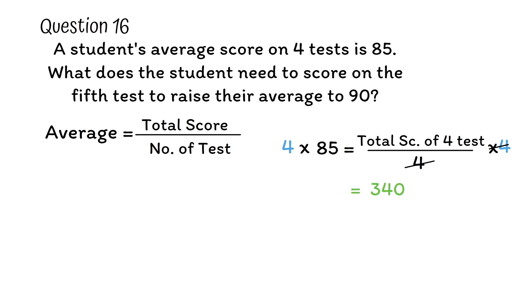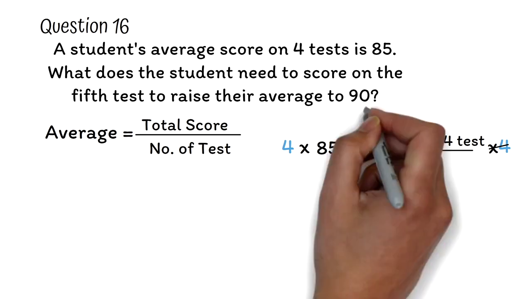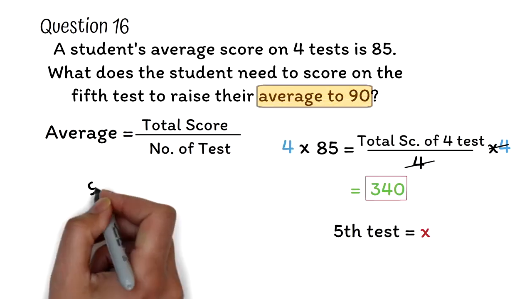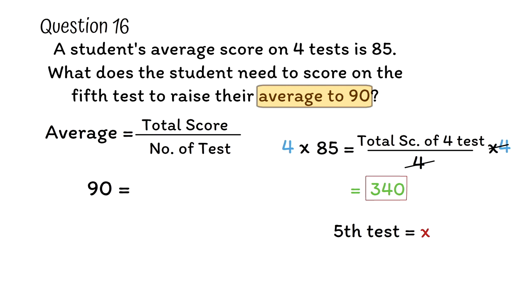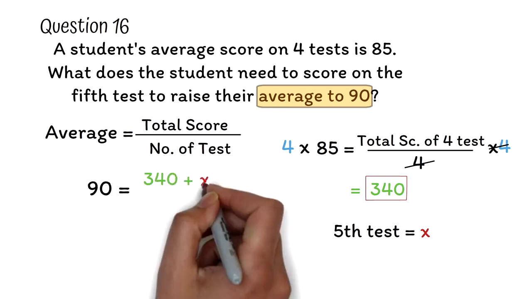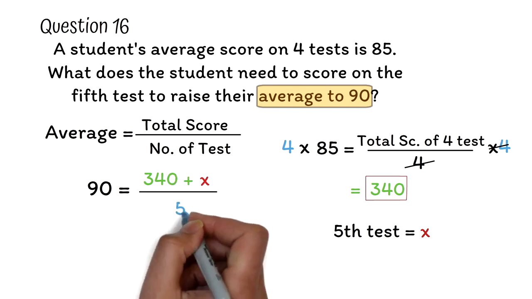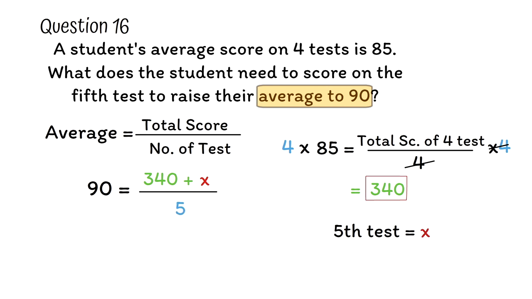Average of the 5 tests is the total scores of all 5 tests divided by the number of tests taken. We know the total for 4 of the tests, which is 340. Let's represent the score for the 5th test by x. So the average of the tests, which has been given as 90, will be equal to the sum of the 4 tests, which is 340, plus the 5th test, which is x, divided by the number of tests taken, which we know is 5. Now we solve for x to know the score of the 5th test.